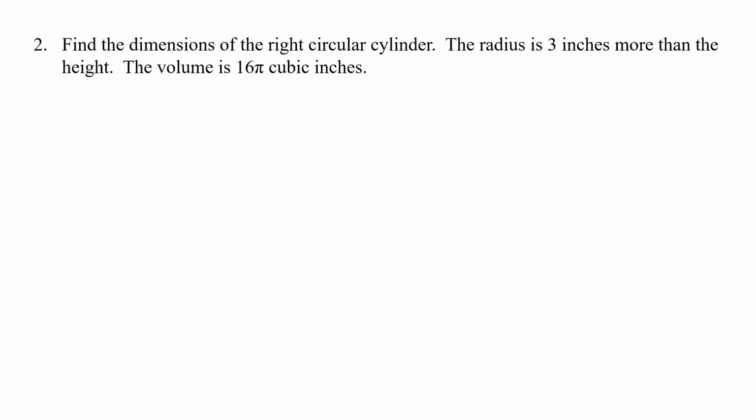It's going to be the right circular cylinder. And so what do we know about the volume of the cylinder? That's going to be equal to pi r squared times h. So basically the area of the circle times the height of our cylinder. And so what do we know? Well, let's say the radius is 3 inches more than the height. That's all we know, plus the total volume. So if we say h is equal to the height, then the radius is 3 more than that. So it's going to be height plus 3.